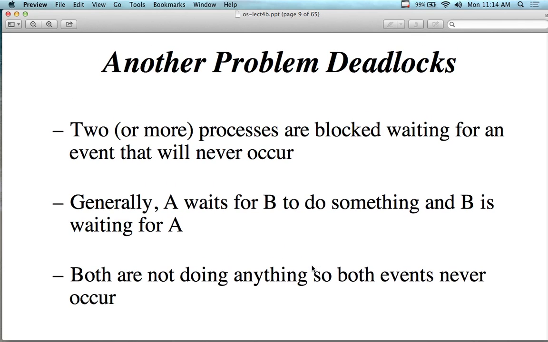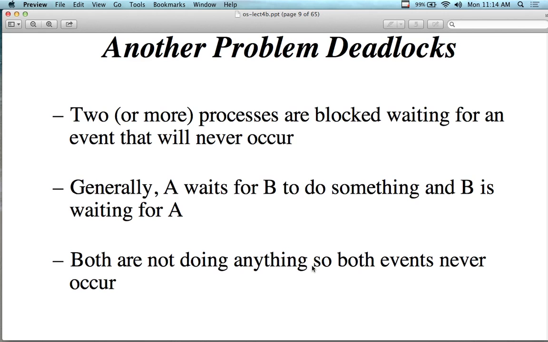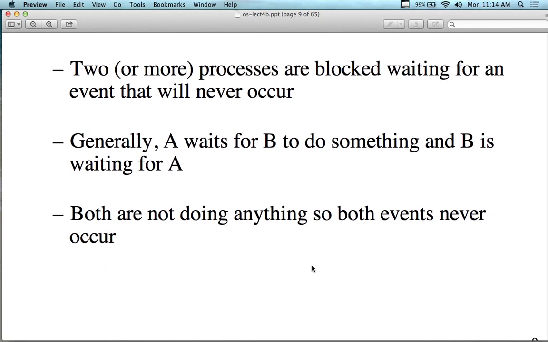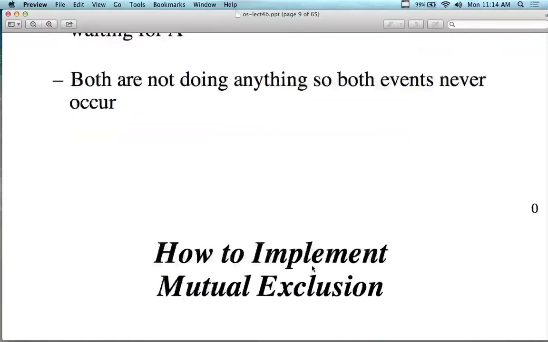So, busy work. All right, two or more processes are blocked waiting for an event that will never occur. Generally, A waits for B to do something and B is waiting for A, so both are not doing anything.